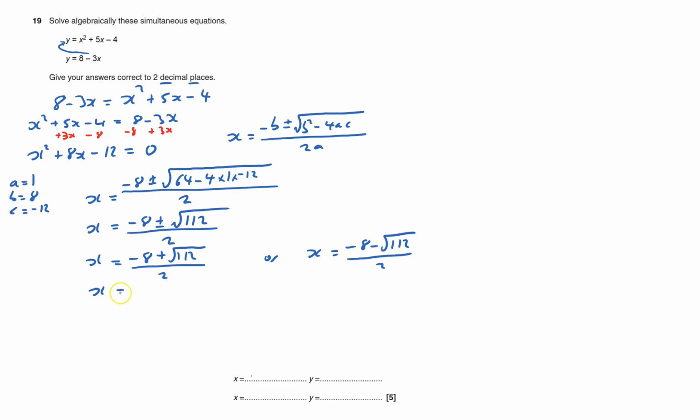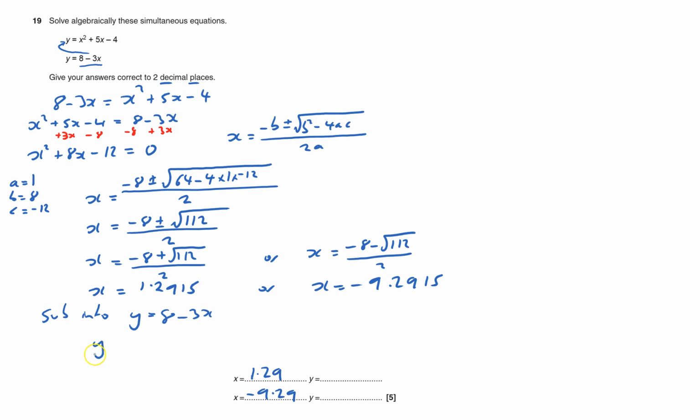And that will give me that x equals 1.2915, or x equals minus 9.2915. It says two decimal places, so x is going to be 1.29, or x is minus 9.29. So that's the first two bits. I now need to find out what y equals, so I'm going to sub into y equals. I could put in the first one, but it's so much easier into 8 minus 3x.